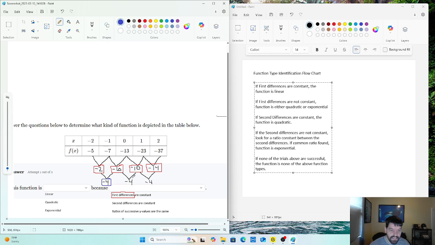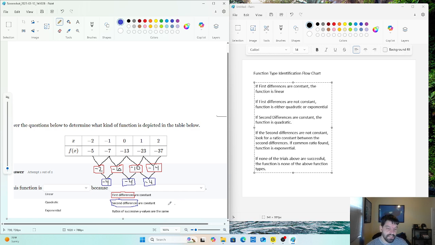So because these are constant, we can go ahead, so I'll use this here. So now you guys can kind of see visually the differences between how you calculated the first ones, the first differences, and the second ones.